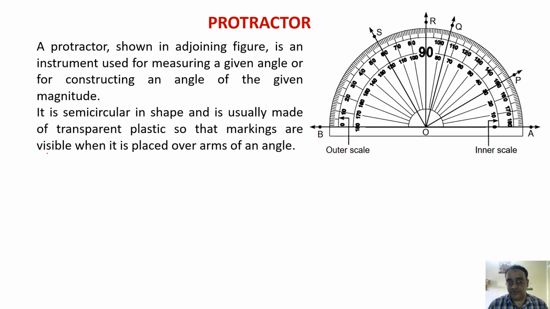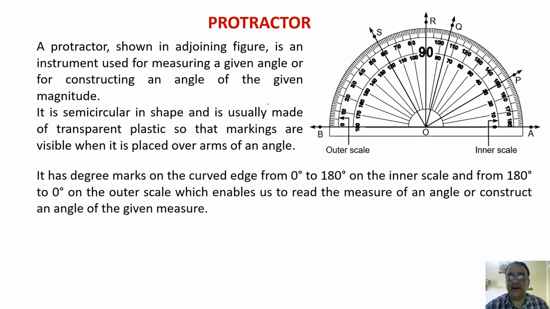ट्रांसपेरेंट नहीं रहेगा तो मार्क करना मुश्किल रहेगा, right? So that is why it is a transparent plastic, so that the markings are visible when it is placed over the arms of an angle, and it has degrees marked on the curved edges from 0 degree to 180 degree, okay, on the inner scale, and from 180 to 0. ध्यान से देखो, inner scale में यहाँ पर ये वाला इनर स्केल है 0 to 180, क्योंकि हम लोग हमेशा उसको एंटी क्लॉकवाइज मेजर करते हैं एंगल को, और जब क्लॉकवाइज मेजर करेंगे तो 180 to 0 डिग्री, ओके, which enables us to read the measure of an angle or construct an angle of the given measure, okay.